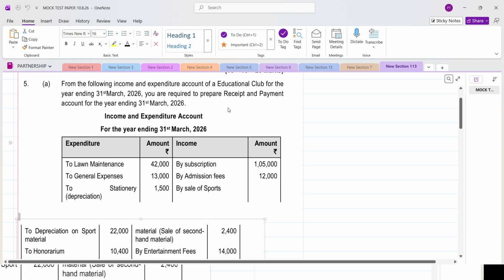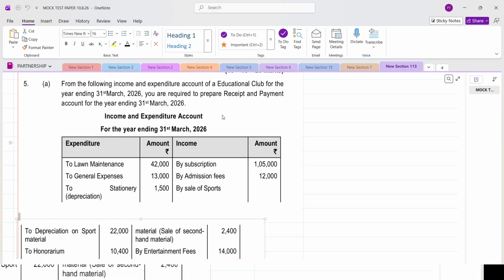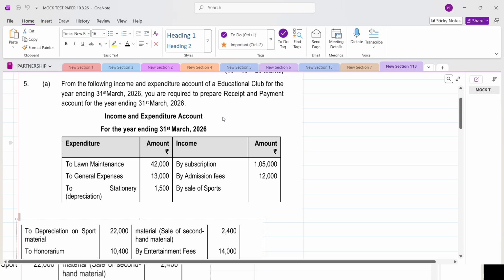This is very, very important because you are asked to prepare a receipt and payment account. In that, students are generally getting confused, but here there is only one point which you have to take care of. So please go through the video till the end, so that in your exam, in case you get such a type of question, you won't have any issue. You'll be able to do it with ease. Okay, so let me continue without wasting your time.